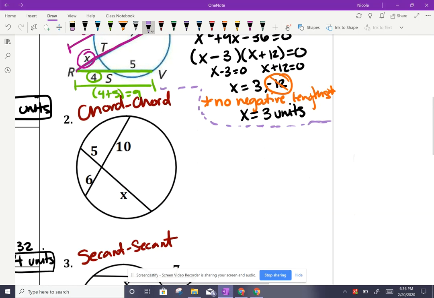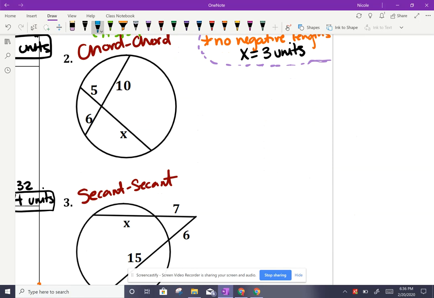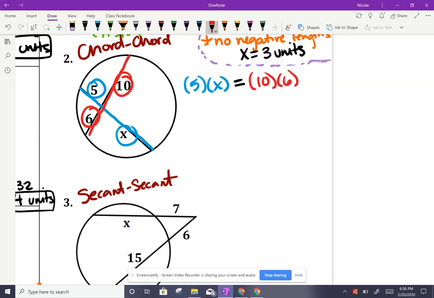Okay, looking at number 2, we are going to pick two that are on the same chord. So I'm going to pick this chord. And so our setup for this is going to tell us the two pieces. So 5 times x is going to be equal to the two pieces on the other chord, 10 and 6. So we multiply this out. We get 5x equals 60. Divide by 5, and x becomes 12 units.